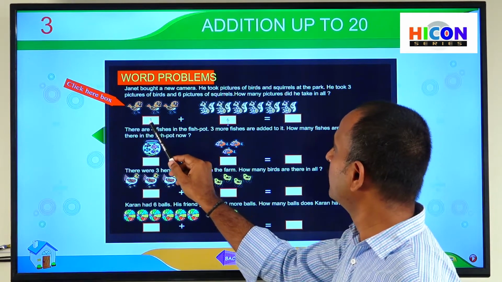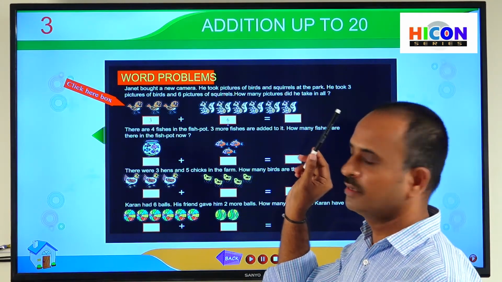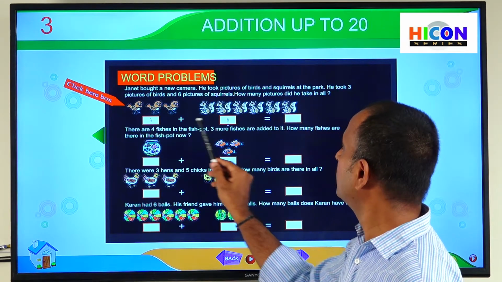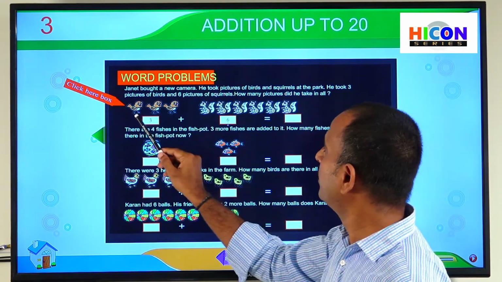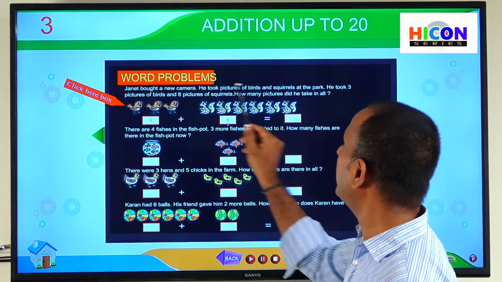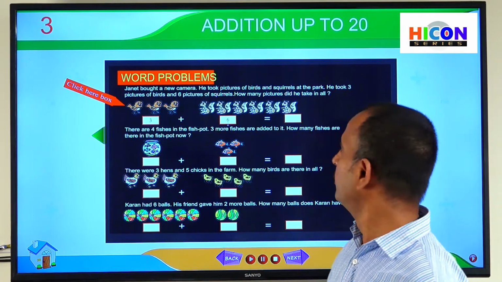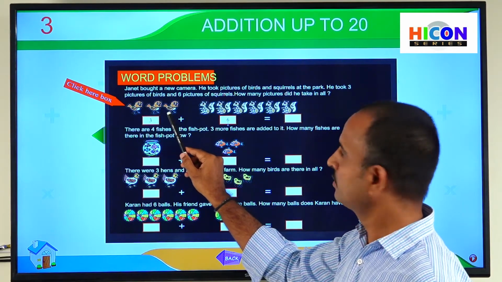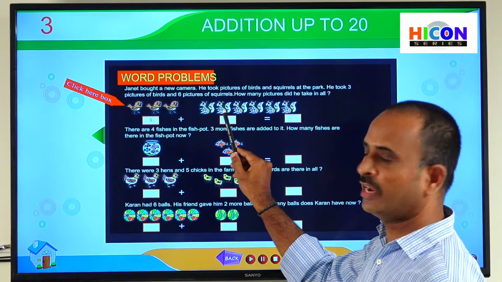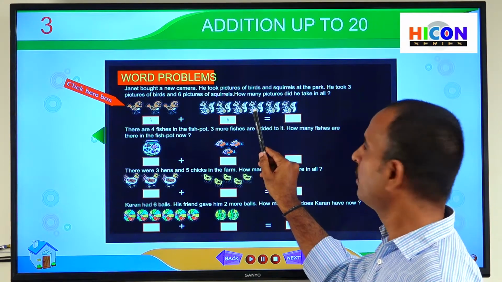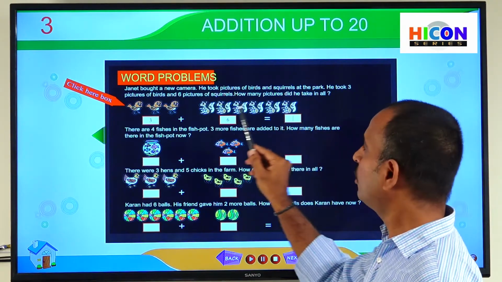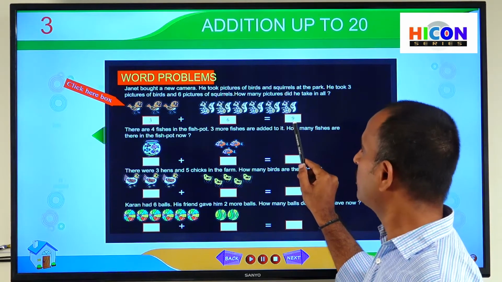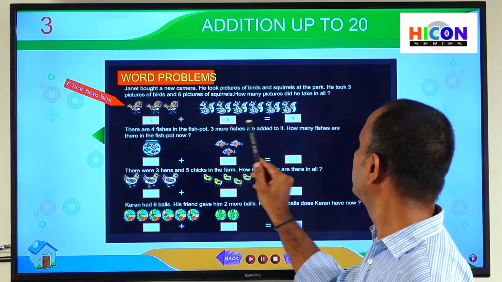Now we have to add 3 and 6. We get the sum of 3 and 6 just by simply counting all these pictures together. Then we will get the sum. So here 1, 2, 3, 4, 5, 6, 7, 8, 9. So total how many pictures are there? 9. So write 9 in this box. So the sum of 3 and 6 becomes 9.